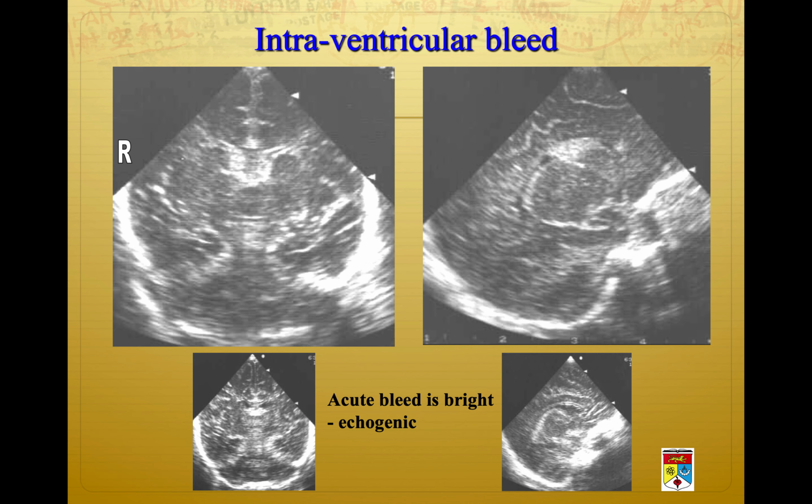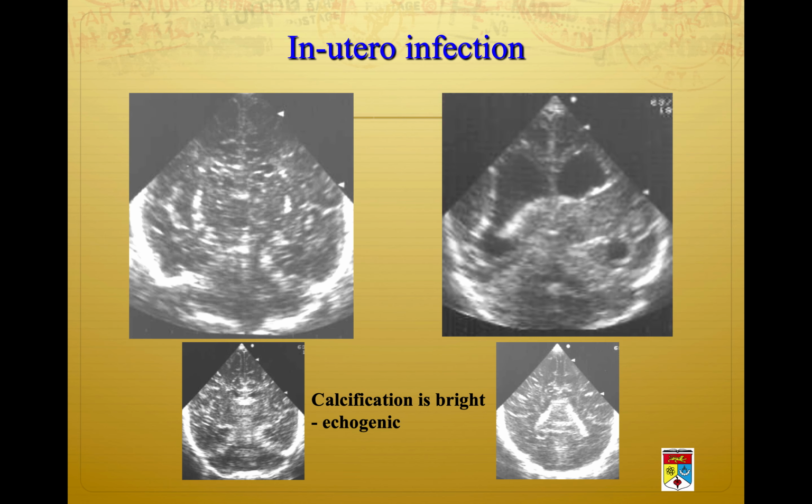Okay, again you can see that echogenicity within the lateral ventricle that represents bleed. Okay, so if your neonatologist asks you what would you expect in cases of germinal matrix bleed on ultrasound, you should say it's an echogenic focus in the lateral ventricle.